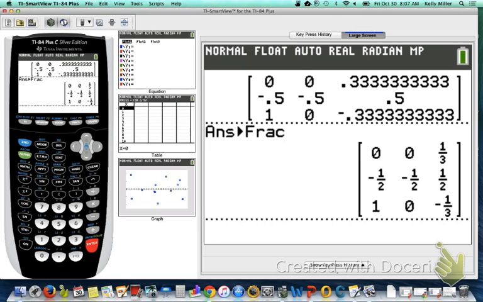I don't know how to find that. How to find the inverse. So did you input your numbers? Uh-huh.